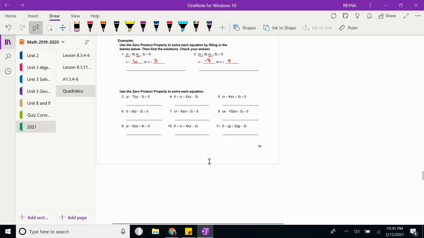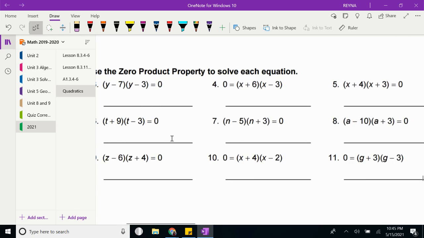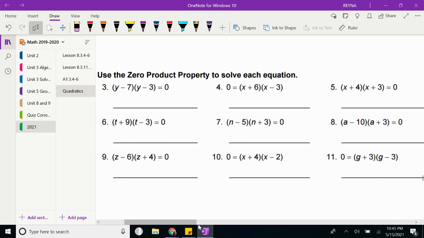Okay. Here are some other practice ones. If you want, you can go ahead and pause it, practice on your own.